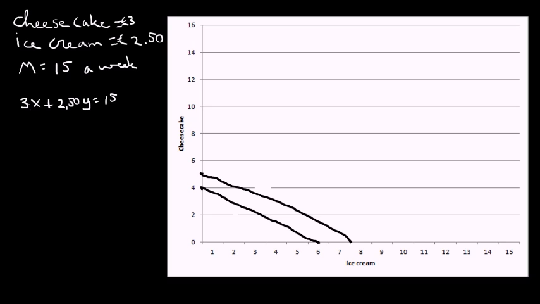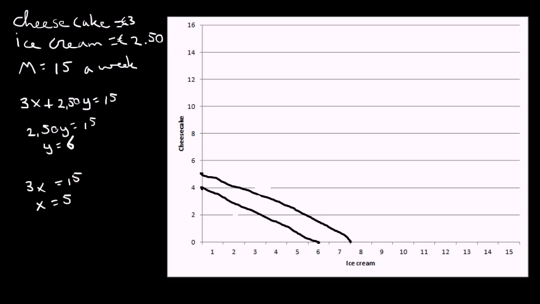So let's look again. We'll plug in 0 for x, so that's 3 times 0 comes to 0. So that's 2.50y equals 15, and then y will equal 6. Alright, and then if we put in y as 0, then we'll have 3x plus 2.50 times 0 is 0 equals 15, which makes x equal to 5.